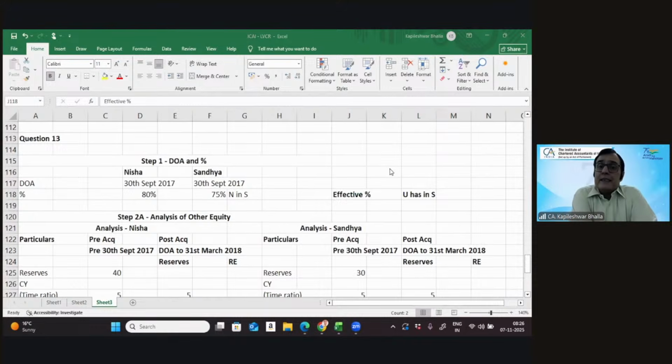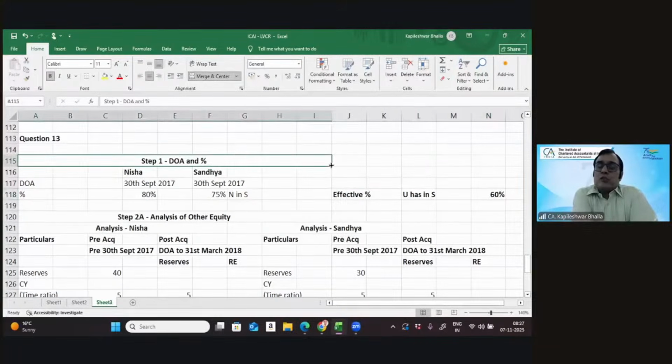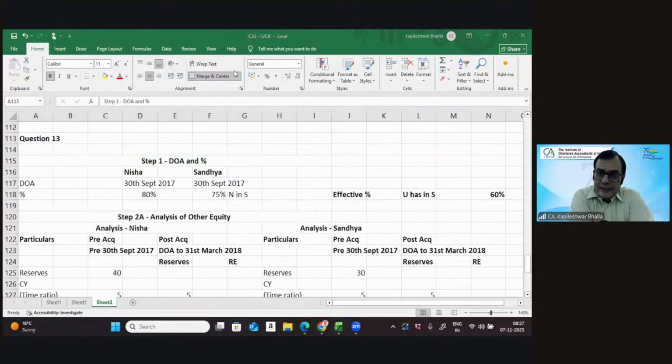And that's right, it works out at 60% because you got 80% in Nisha. So we can say we've got 80% of 75%, and when you take 80% of 75%, it works out at 60%. This is one small exercise which you can do when it comes to a chain holding, because the consolidation will be done from the point of view of the top company. So you need to see Usha and Nisha, and Usha and Sandhya on an effective percentage as well. That's wonderful indeed.